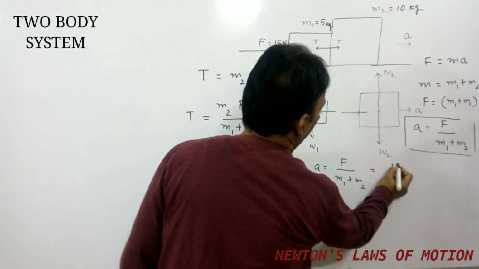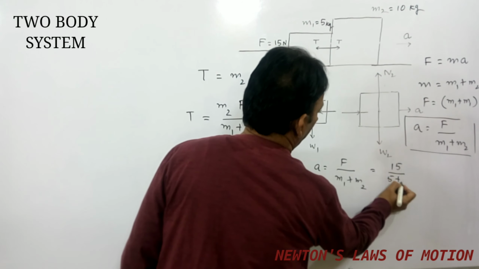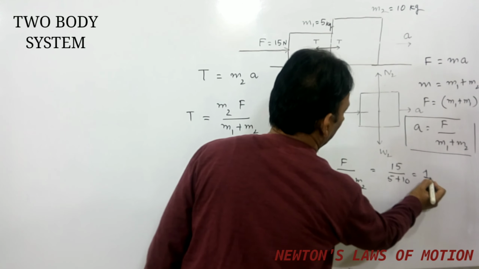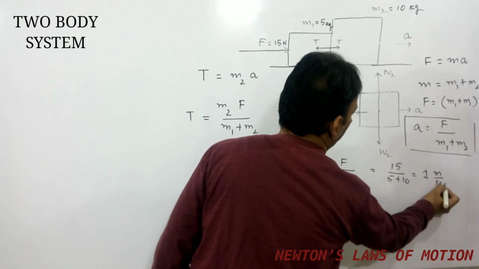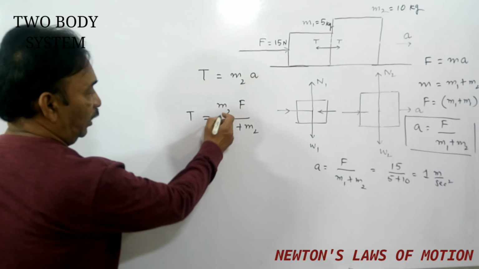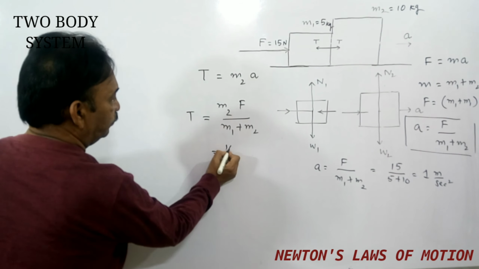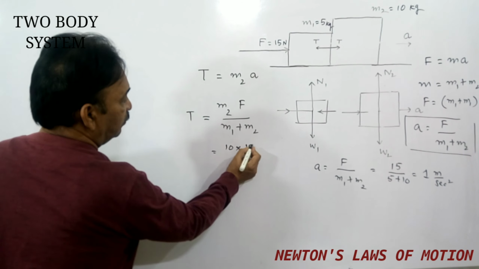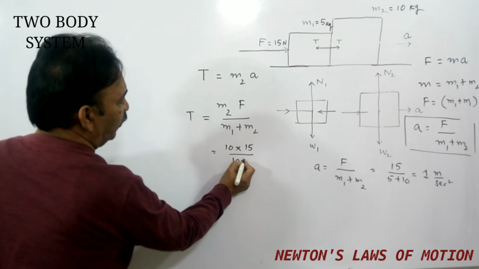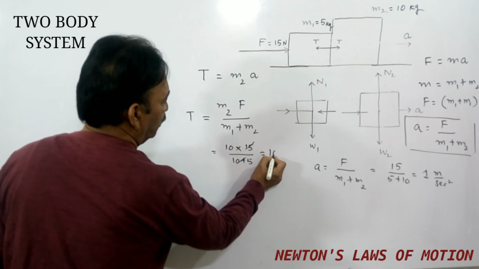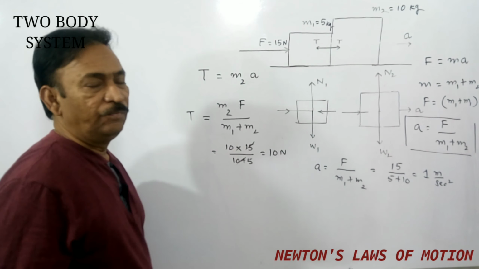F is 15 by 5 plus 10. Then automatically it is equal to 1 meter per second square, which is the acceleration. In the same way, we can find the tension with m2 equal to 10, and it is F 15 by 10 plus 5. These two cancel and we get the tension T.